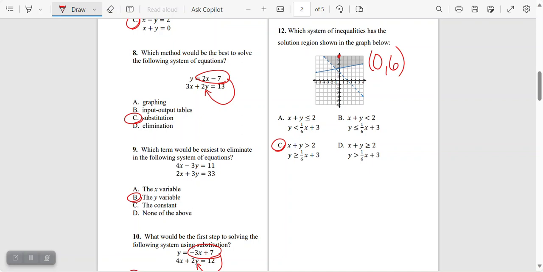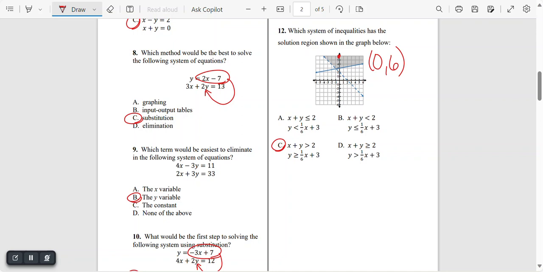0 plus 6 is greater than 2, and 6 is greater than 0 plus 3, so it does work in both of them. Your other option would be to rearrange these so that they're all in slope-intercept form, and then look at which one matches the graph. Now, if you look carefully, these inequalities are actually all the same. It's just that the symbols differ: some are greater than, some are less than, some are greater than or equal to, some are less than or equal to.